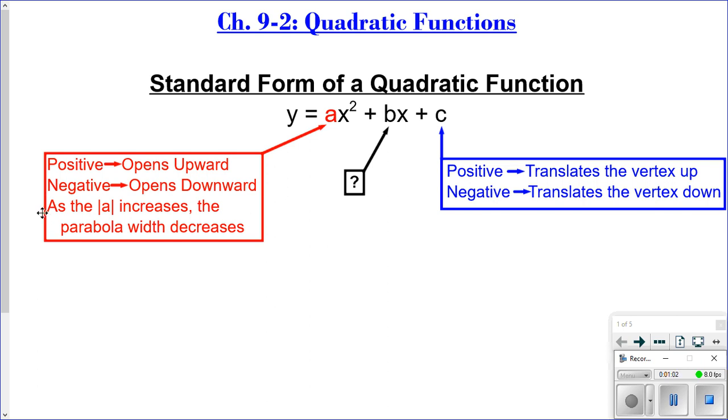And then the other thing that the a value does is that as the absolute value of a increases, the width of the parabola decreases. So as the absolute value of a increases, the parabola becomes skinnier.